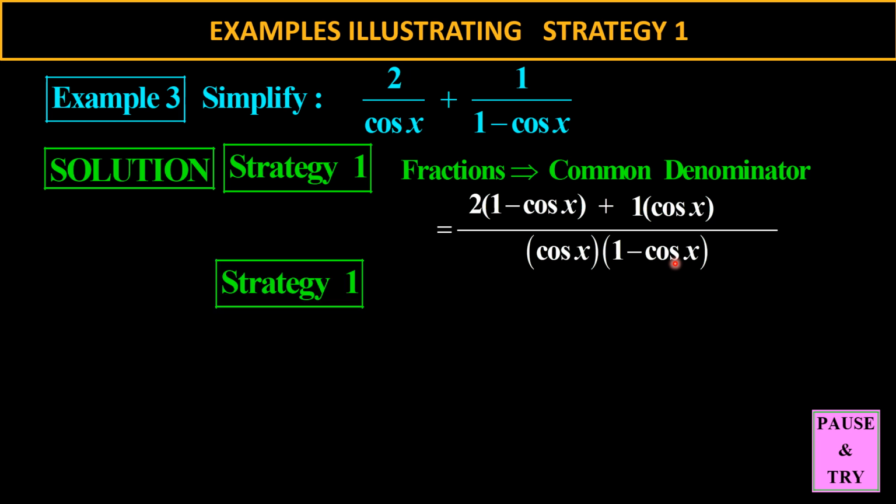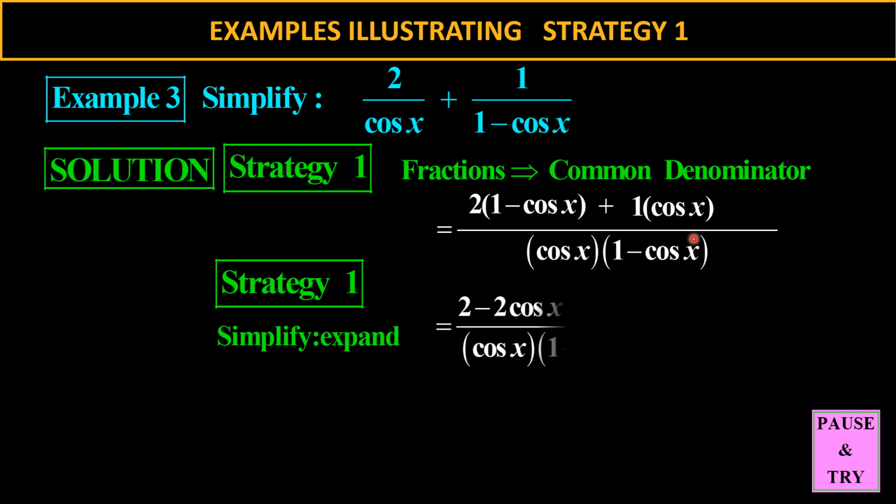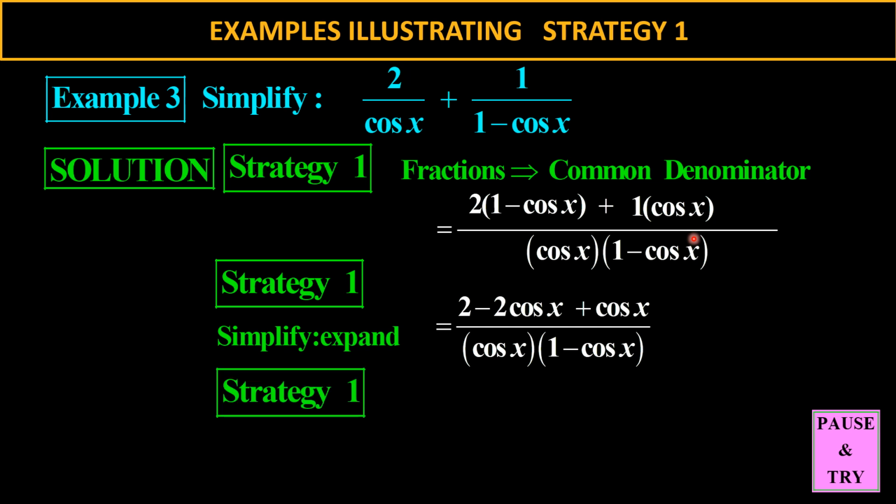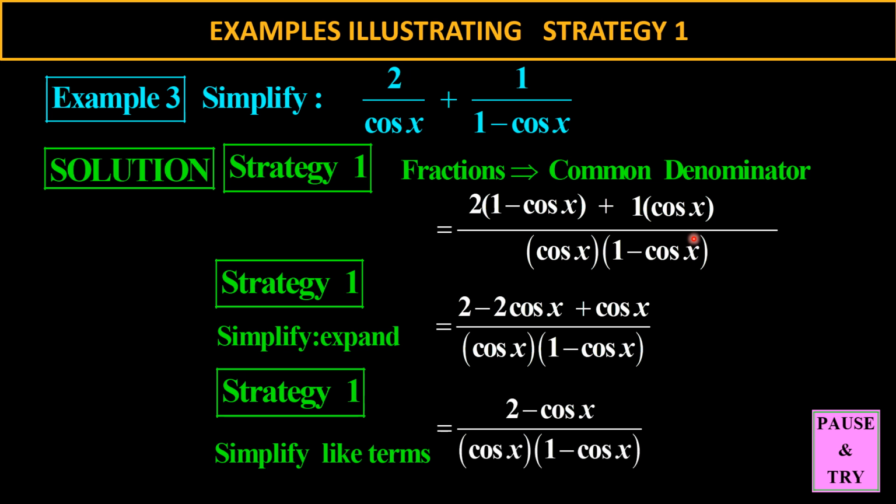Go back to strategy 1. Any like terms in the numerator? No. Okay. So what can we do here? When we remove the brackets, we expand. So we expand there. 2 minus 2 cos x plus cosine of x. Again, you ask yourself, can you simplify now? Yes, they are like terms, the 2 cos x and the cos x. So we can simplify that, and that gives you 2 minus cos x over cos x times 1 minus cos x.